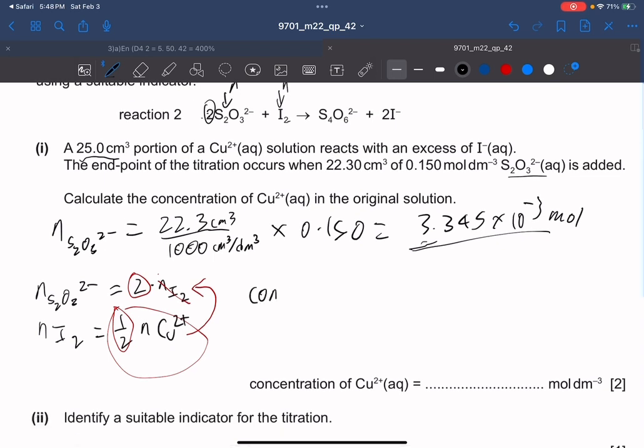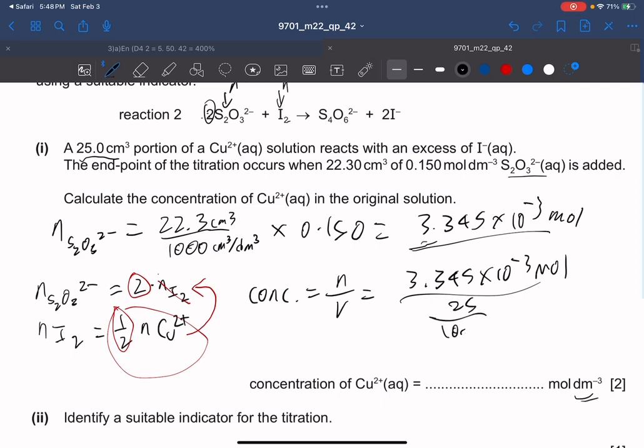So the concentration is just going to be the moles over the volume. So 3.345 times 10 minus 3 mole. And again, the unit here is in iodometry, so we're going to have to convert that. Okay, so we're going to get a value of 0.1338, which rounds off to 0.134 in significant figures.